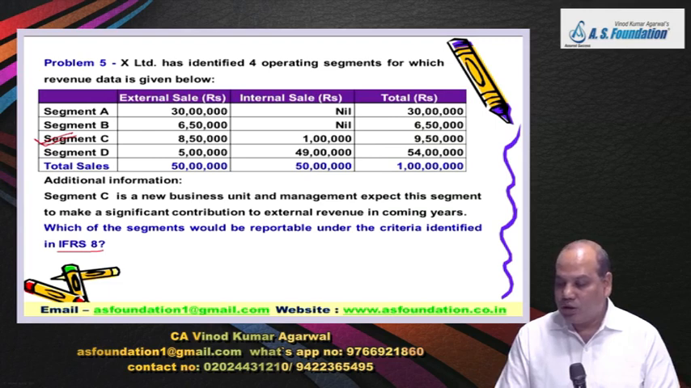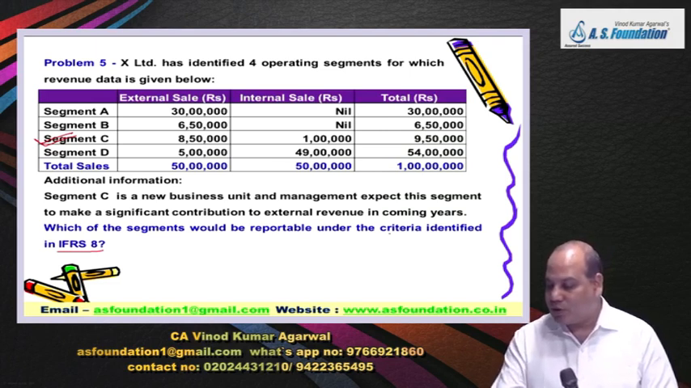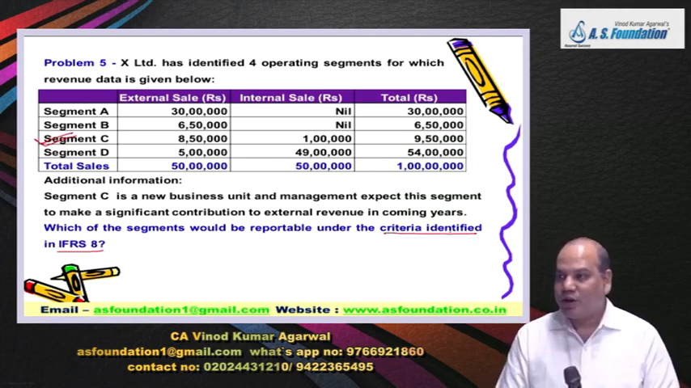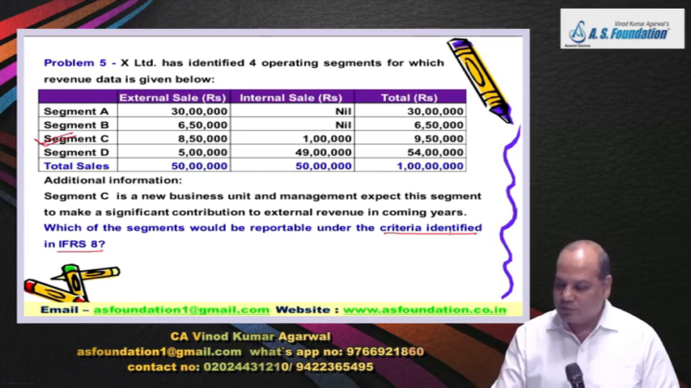They have only given sales. They have not given profit data or asset data. But the question says which of the segments would be reportable under the criteria identified in IFRS 8. IFRS 8 has 3 criteria for identification of reportable segments. Anyway, whatever data they have given, solve.